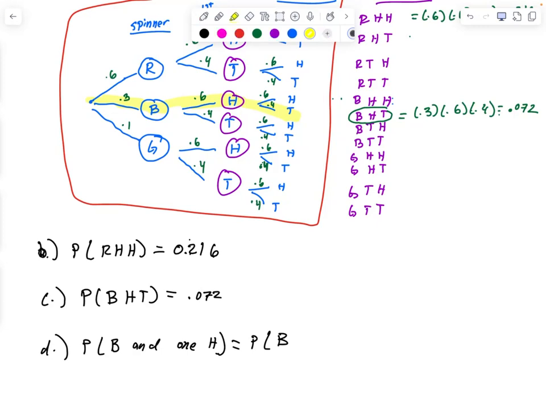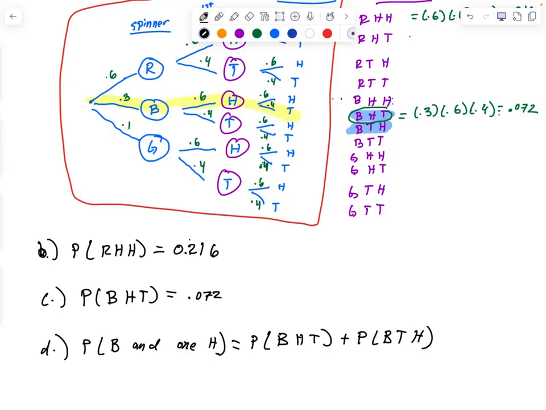We're almost done. So my answer here is 0.072 plus 0.072. You add those two together and we get 0.144. You find each of those probabilities and you add them up. Which outcomes satisfy the question that it's asking you about?